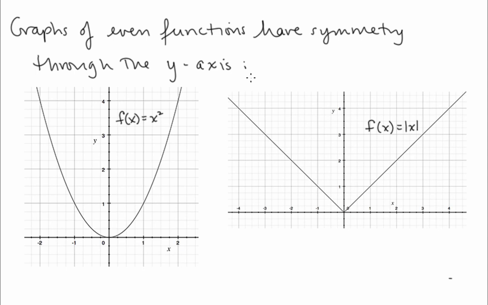The graphs of even functions have symmetry through the y-axis. For example, f of x is equal to x squared, or f of x equals absolute value of x are both even functions. And the symmetry is through the y-axis because what we're saying is that f of negative x is the same as f of x. So if you take any of your x values here and negate them, now you're over here, the f of x values are going to be the same. That gives you this reflection through the y-axis.